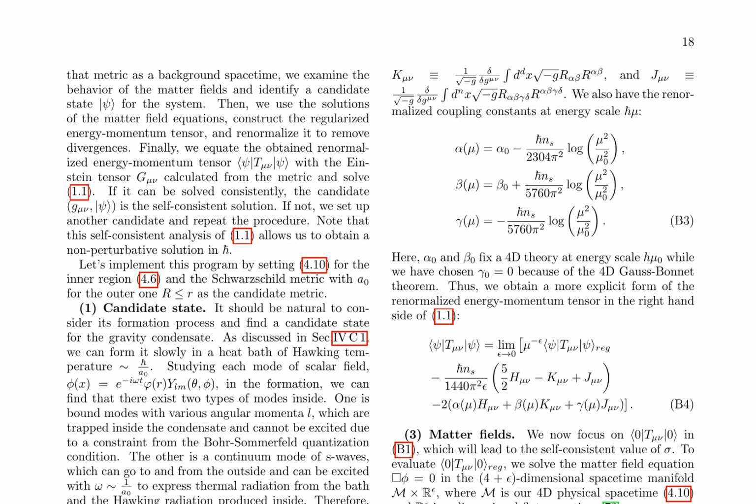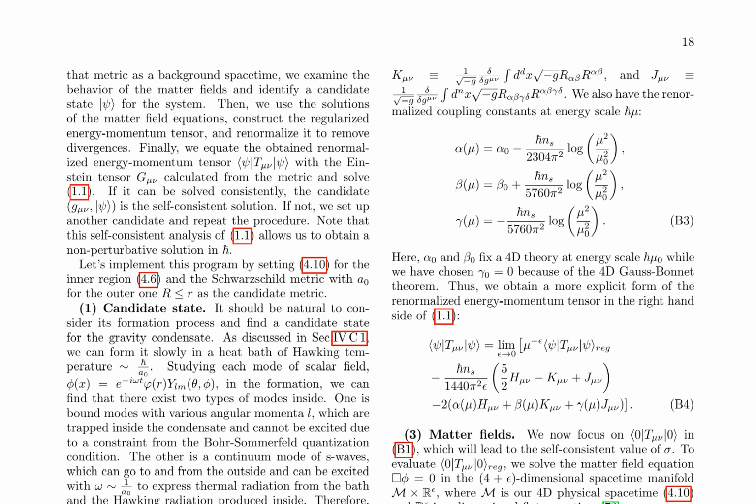The self-consistent solution for the gravity condensate is explored, focusing on the candidate state, psi, and its formation process. By examining the behavior of matter fields, a candidate state for the system is identified. This involves constructing the regularized energy-momentum tensor using the solutions of the matter field equations, which is then renormalized to remove divergences. This process is repeated to find a self-consistent solution for the gravity condensate.